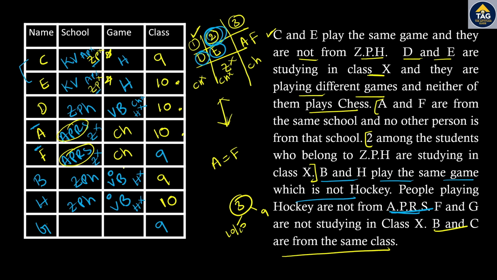G should not be from APRS. We have exactly 2 members from APRS, that it's clearly mentioned here. We have no other person playing chess. So G should not be from APRS. And can G be from ZPH? We have already 3 members from ZPH, so G should not be from ZPH. It cannot be APRS, it cannot be ZPH, so it has to be KV. And people from KV have to play hockey. It is clear that people from APRS play chess, people from ZPH play volleyball, people from KV play hockey.